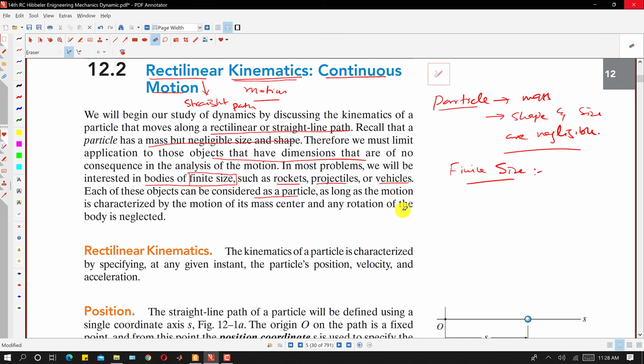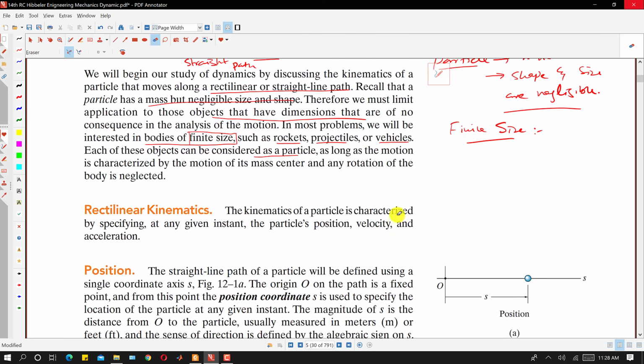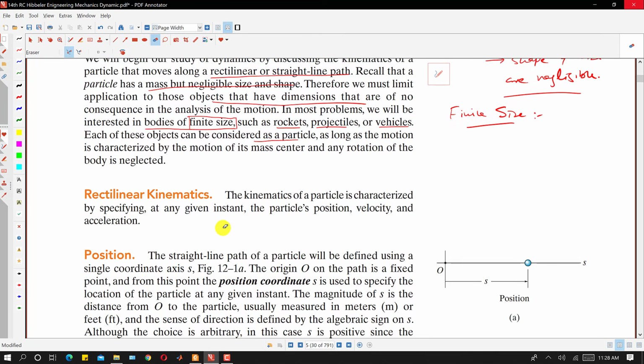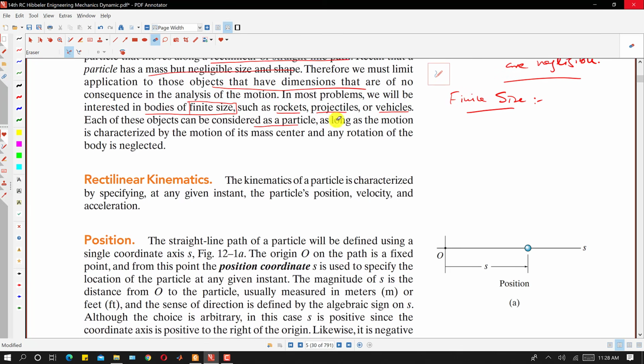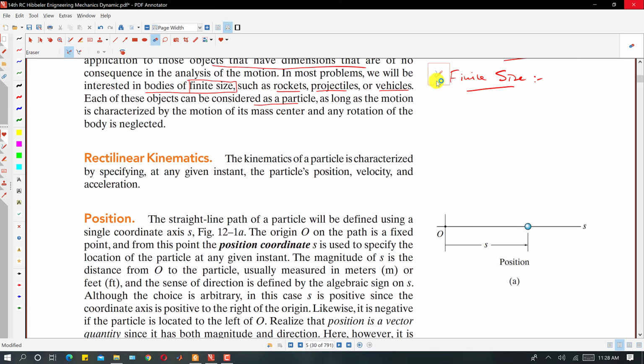So in rectilinear kinematics, the particle motion is characterized by, or we can say its motion is specified by, some parameters, and those parameters are its position, the velocity and acceleration. We already know the definition of position, velocity and acceleration, but I will explain them shortly.